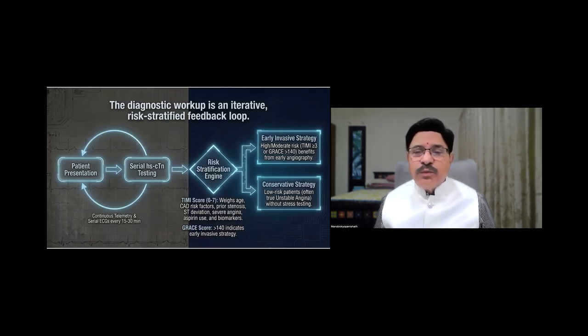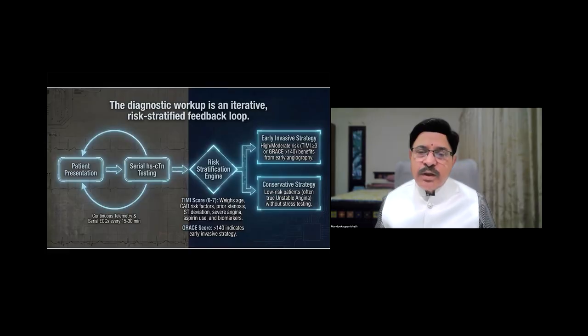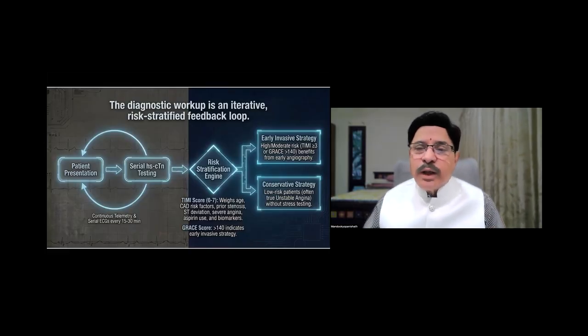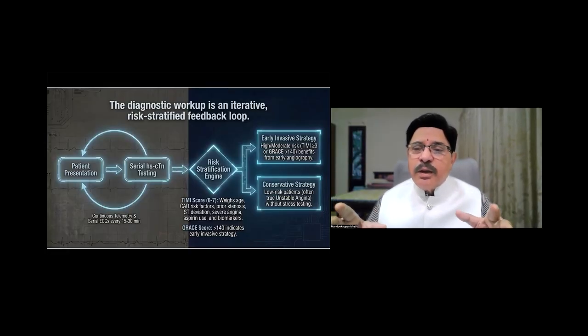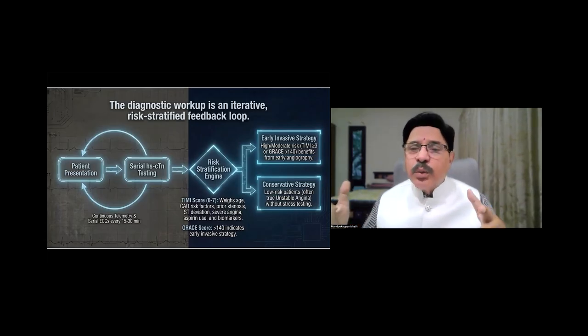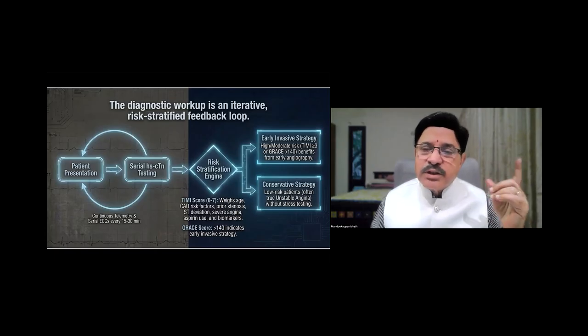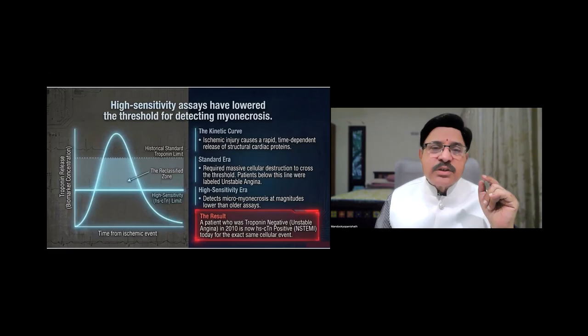TIMI score 3, 4, 5, 6, 7, 3 and above, or GRACE more than 140, you must go to the cath lab for early angiography. Here early means not within 1 hour, not within 2 hours, no emergency. The next 24 hours here. Whereas in STEMI, time is muscle. Here muscle is not totally lost.